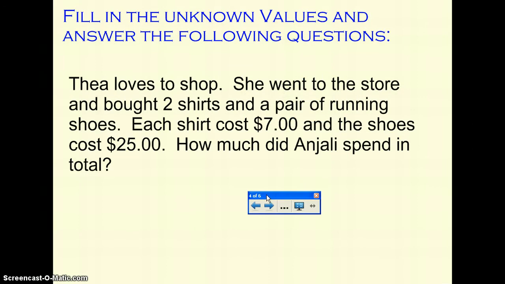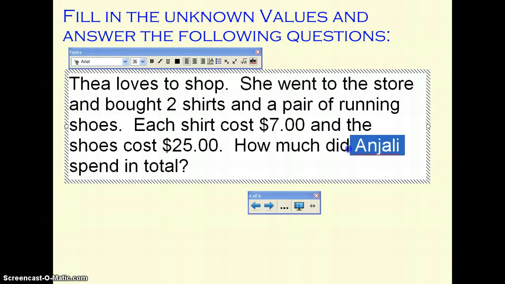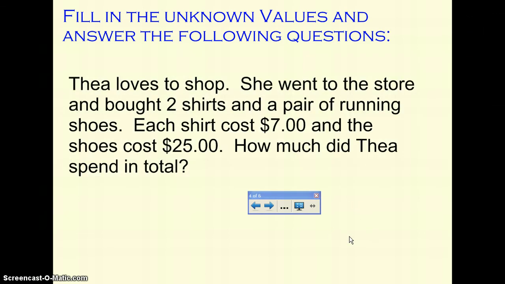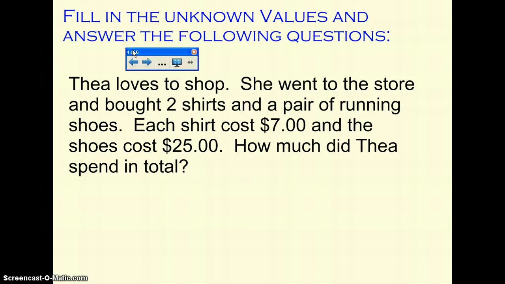Fill in the unknown values and answer the following questions. So there's three questions that you're going to have to answer today. The first one is, Thea loves to shop. She went to the store and bought 2 shirts and a pair of running shoes. Each shirt cost $7 and the shoes cost $25. Ignore that, this should say Thea. How much did Thea spend in total? So you need to figure out the algebraic equation. Then you need to answer the actual question as well. Okay? So algebraic equation and the question.